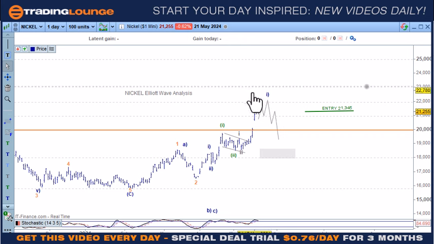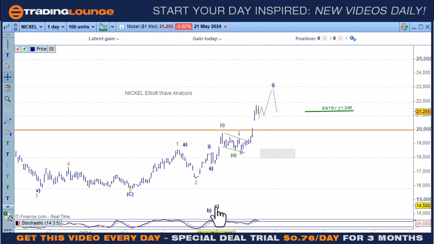So I'm not going to chase this up here because it will go higher, but I'm not going to chase it. I have to wait for it to come back. Otherwise we'll get stuck in it, and we don't want to do that. But yeah, nickel is looking really good.